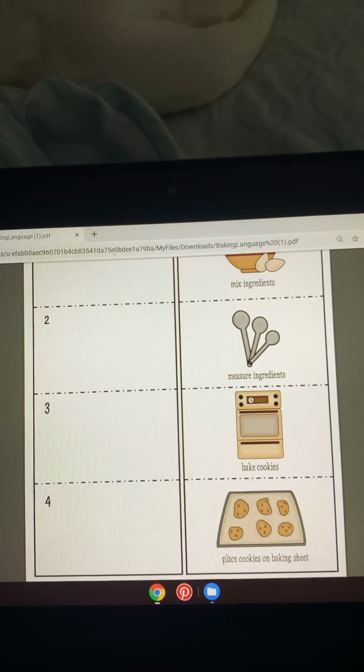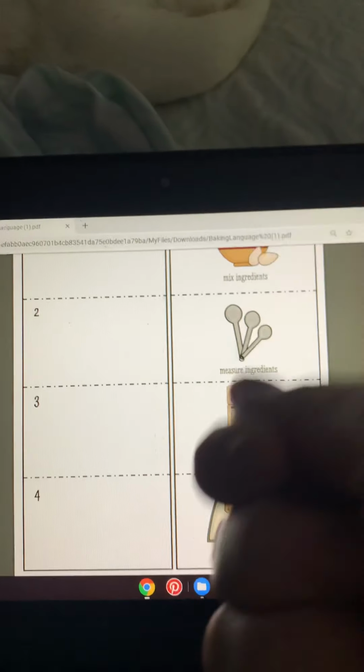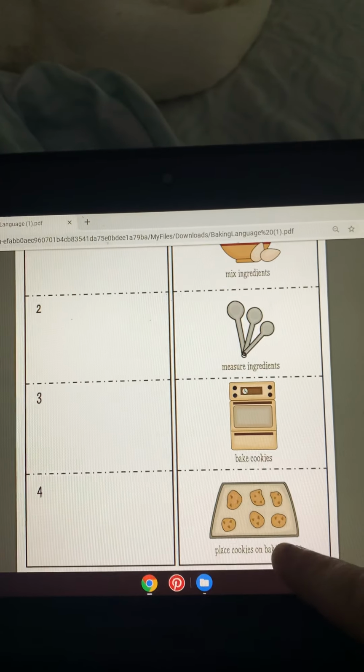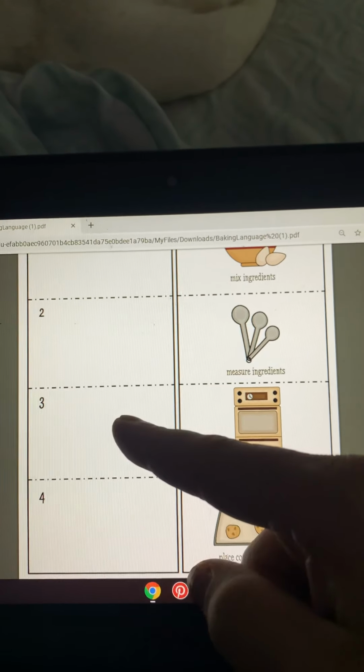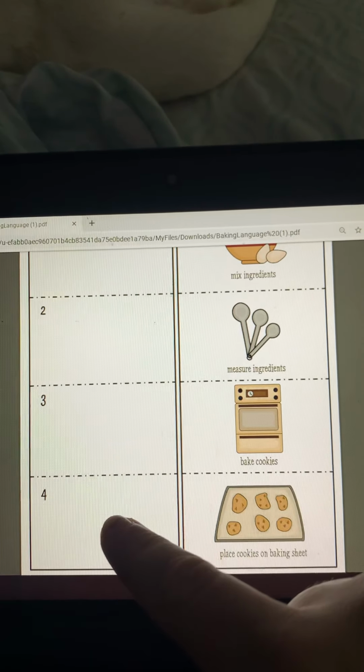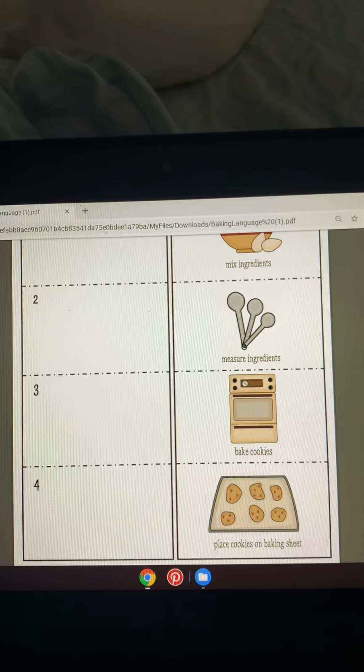Sometimes you have to roll them in a ball. Sometimes you have to make them flat. Peanut butter cookies, you take a fork and you crisscross on them. So every cookie's a little bit different here, and the directions will tell you what to do. So that's number 3. And then the last one, we're going to bake the cookies. And number 5 would be thoroughly enjoy your delicious cookies you just made.